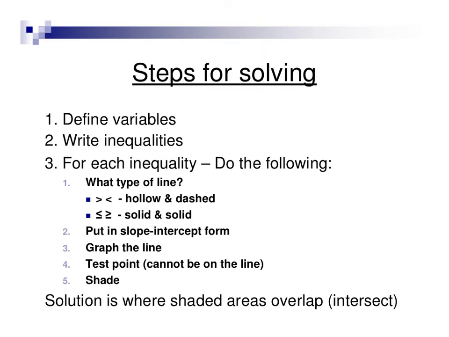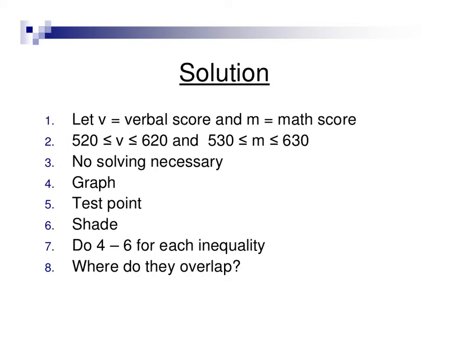Well, steps for solving a problem when we have an application problem or a word problem is, first we're going to have to define the variables. So we're going to just have to name them like our x and our y. Then we're going to write inequalities that represent the situation. Then we follow all of our steps to solve a system of inequalities. Alright, so here is what we have for the solution to this problem. We let V be the verbal score, M be the math.